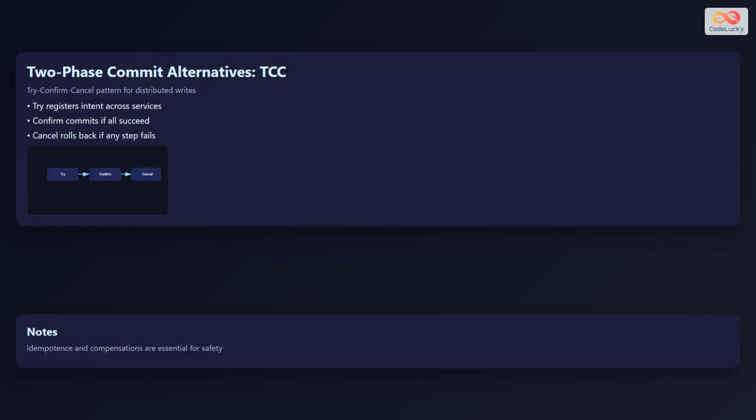Two-phase commit, or 2PC, is a classic distributed transaction protocol. In the first phase, a coordinator asks all participants if they can commit a transaction. In the second phase, if all agree, the coordinator instructs them to commit. If anyone disagrees, all roll back. While 2PC provides strong guarantees, it has significant drawbacks in NoSQL environments. It requires tight coordination, creates blocking points, and reduces availability during network issues. Additionally, many NoSQL databases don't natively support 2PC. For these reasons, 2PC is generally not recommended for NoSQL systems. We need more flexible approaches.